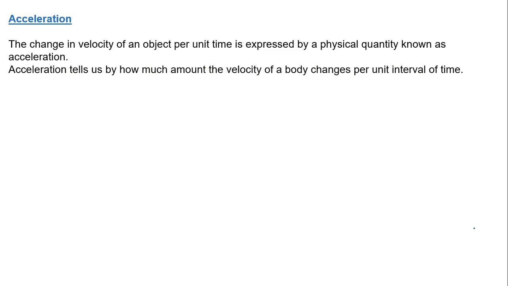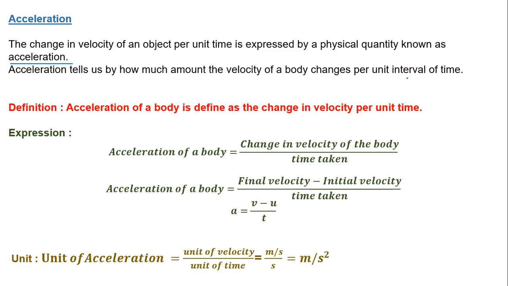Acceleration. The change in velocity of an object with time is expressed in terms of acceleration. So acceleration tells us how much the velocity of an object changes per unit interval of time. We can define acceleration as change in velocity per unit time. It is expressed as change in velocity of the body divided by time taken. Change in velocity is expressed as final velocity minus initial velocity, divided by time taken. So this is the expression for acceleration.